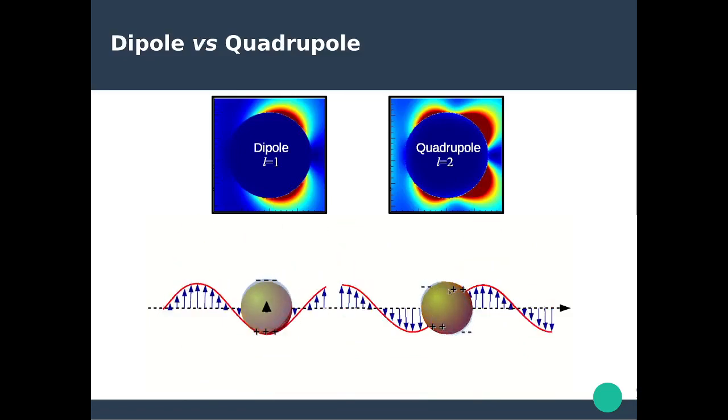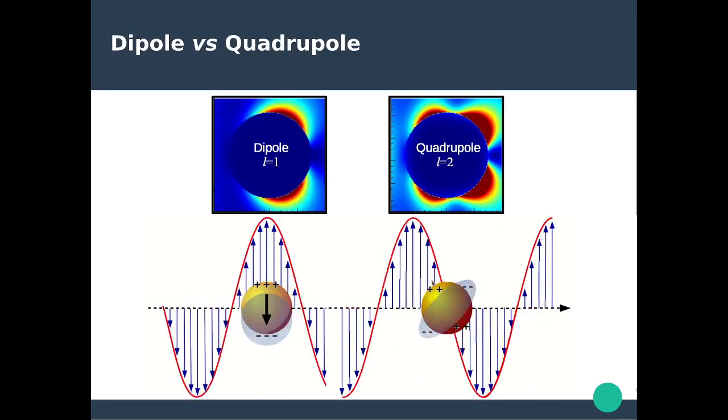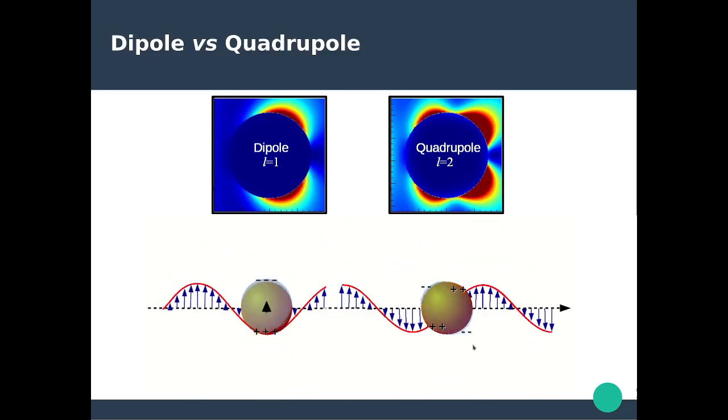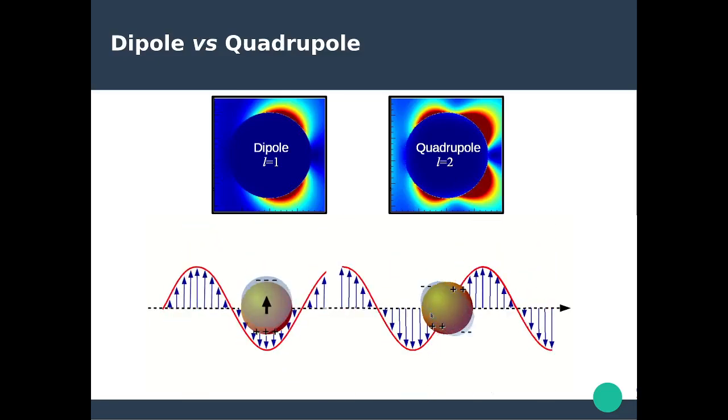Now, something which is interesting to notice, you don't see any black arrow, because of the distribution, positive, negative, negative, positive on the other side. It's basically resulting in a 0 net dipole moment. So this quadrupole does not have a net dipole moment.